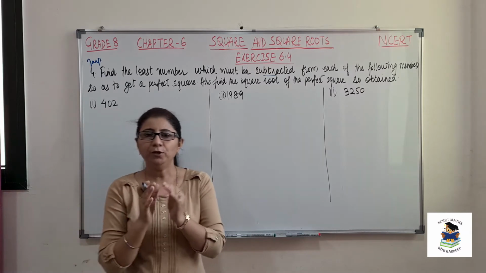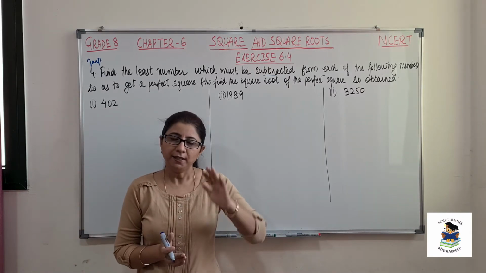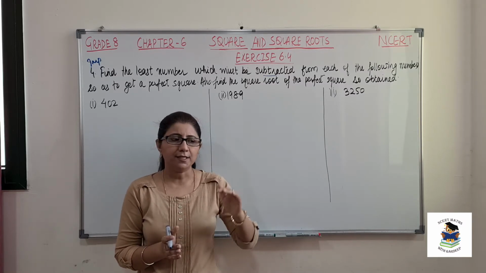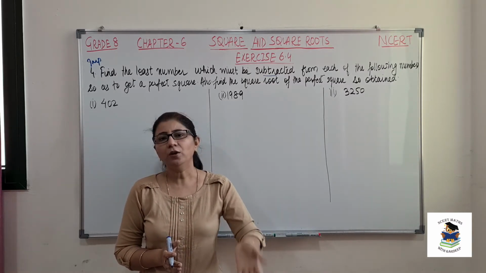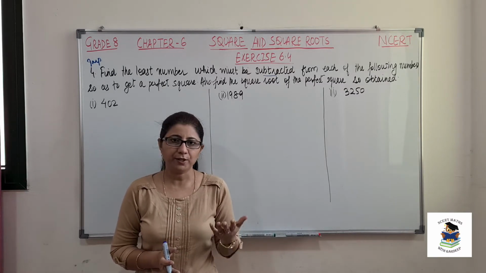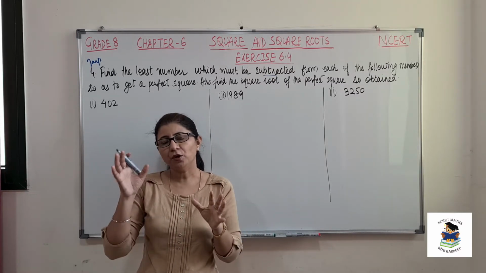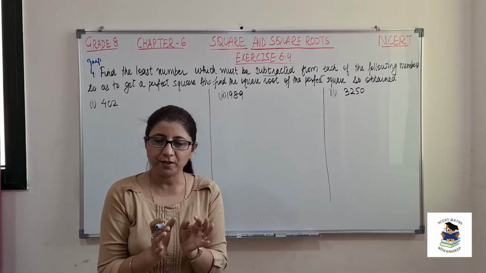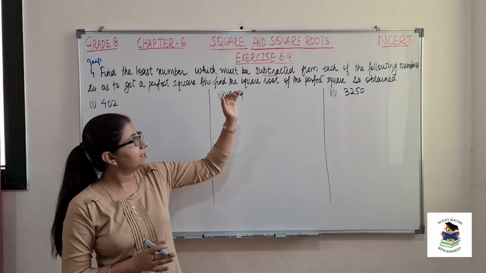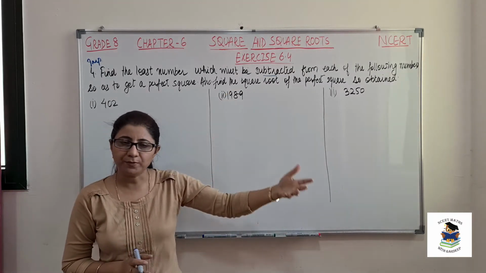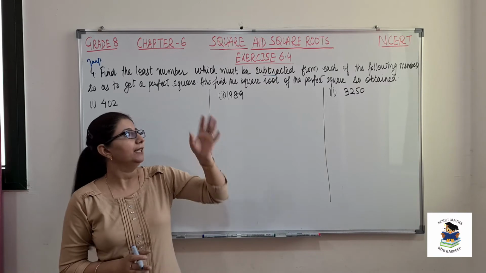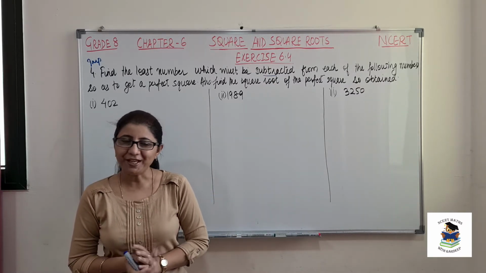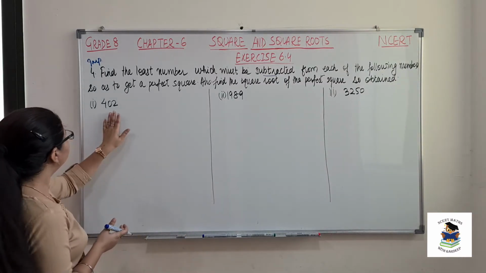See, I want to tell you one thing before starting this question, that in the previous exercise we have some questions in which it is like what should be multiplied or what should be divided to get a perfect square. So whenever multiplication or division is asked, then you should always use prime factorization method. But whenever it is subtracted, meaning which number should be subtracted or which number should be added, in that case we should always use long division method. Okay. So the first part is 402.